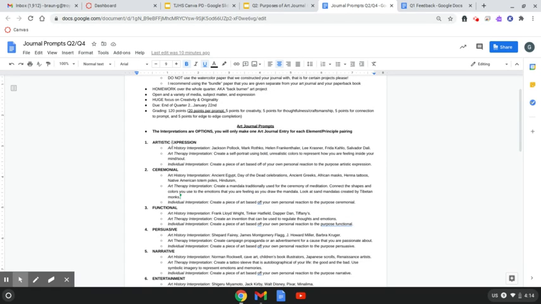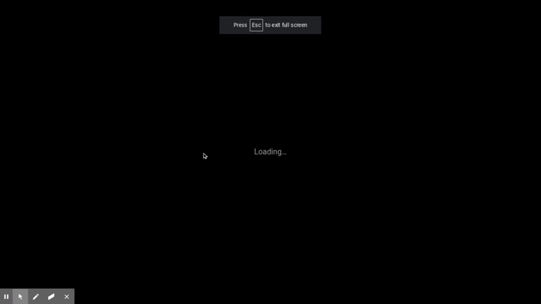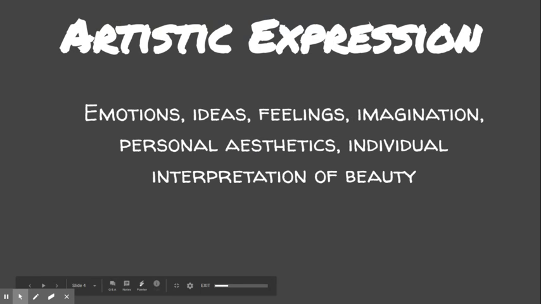Just as a reminder that these are the options of how you could respond to the prompt, what your journal entries could look like. So, for example, underneath artistic expression, you could take an art history interpretation, an art therapy interpretation, or your own individual interpretation of what you think it means to artistically express yourself. So, what is artistic expression? Artistic expression is the emotions, ideas, feelings, imagination, personal aesthetics. Aesthetics means like how you like things to look. Individual interpretation of beauty. Everybody views beauty in a very different way. So this is your chance to show that.